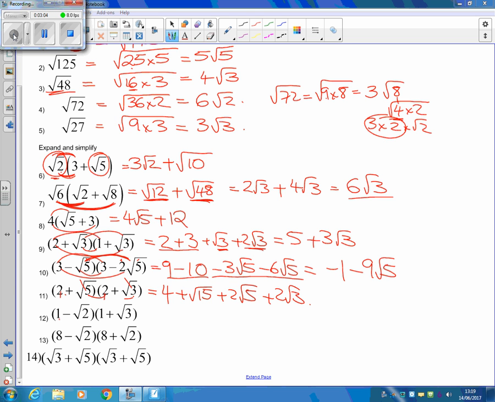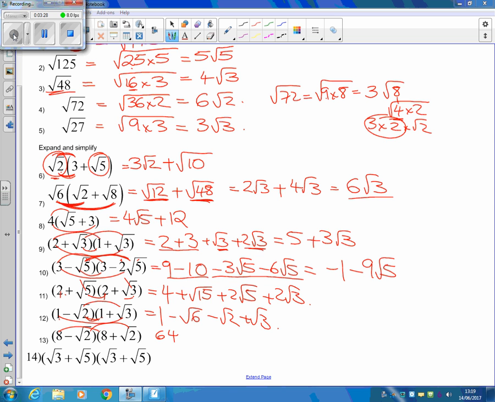Same issue here. We've got just 1 times 1 is 1. Then I've got root 2 times root 3 is root 6. Minus there, minus root 2's, and plus there, plus root 3's. No more tidying up can be done at all. Number 13, I've got 8 times 8 is 64.